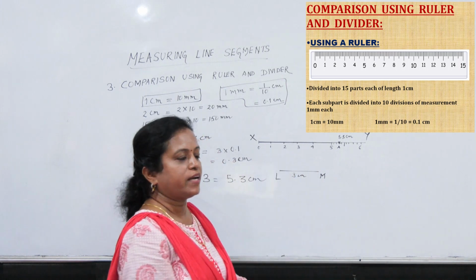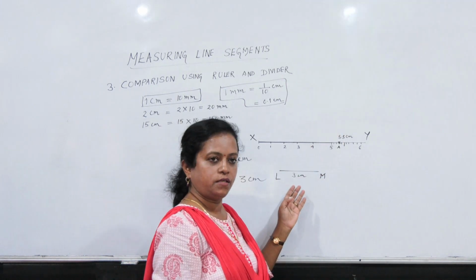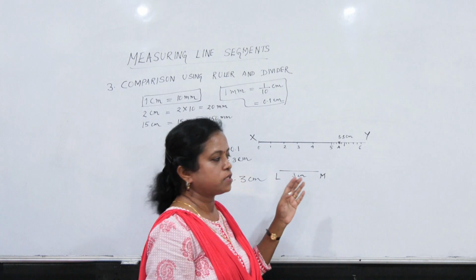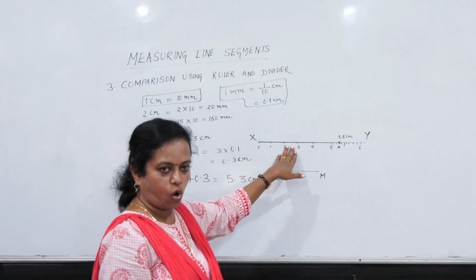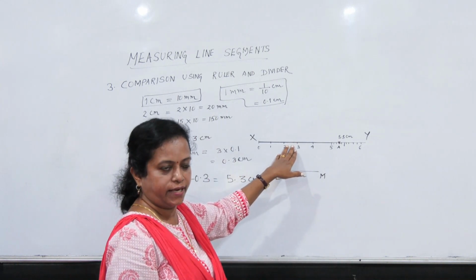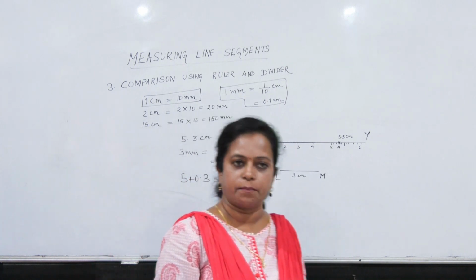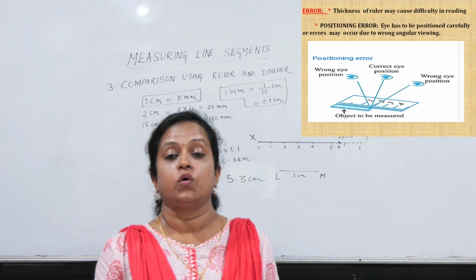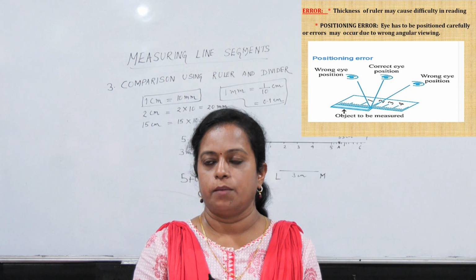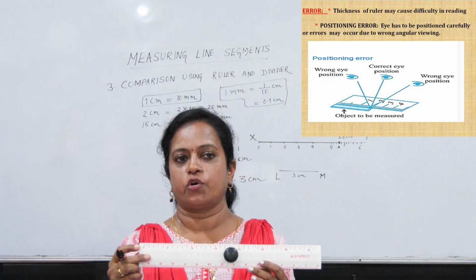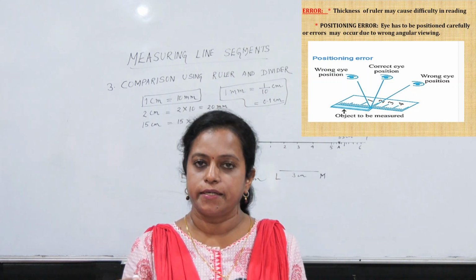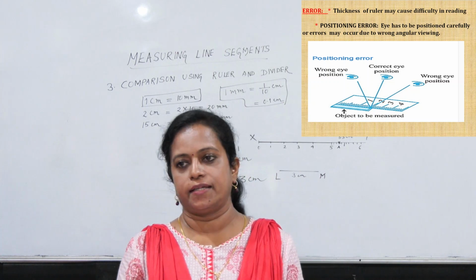So when we compare, 5.3 centimeter is greater than 3 centimeter. So this line segment is longer or it is having a greater length. But here also you have some errors that are associated with measuring with a ruler, because the thickness of the ruler, it may cause a difference in interpreting the length.